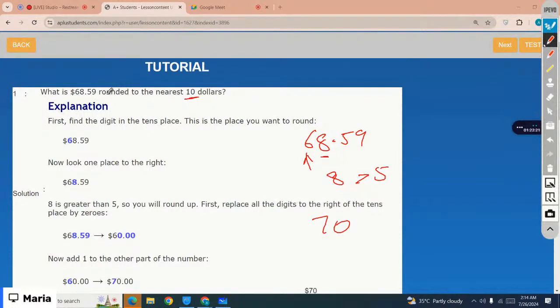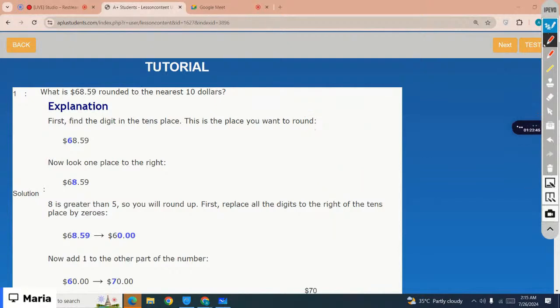Read the question carefully, that is to the nearest $10. So 6 is the digit that is at the tens position, right? So the next one is 8. 8 is greater than 5, so you need to round up. It would be rounded off to 70. Got it? The correct option is $70.